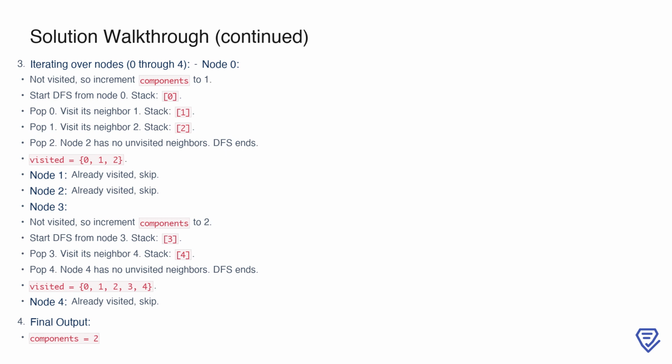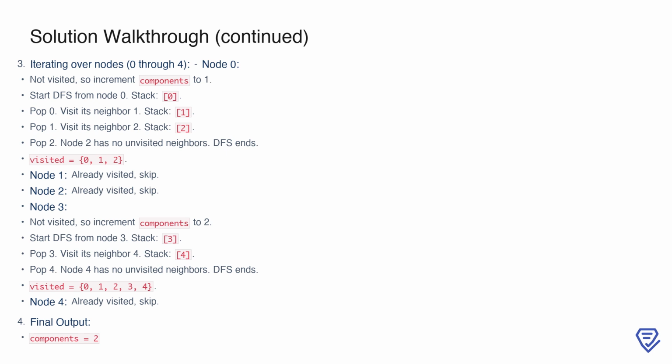We pop node 0 from the stack, marking it as visited, and add its neighbor, node 1, to the stack. Then, we pop node 1, mark it as visited, and add its neighbor, node 2, to the stack. Finally, we pop node 2, which has no unvisited neighbors, so the DFS ends. At this point, the visited set is {0, 1, 2}. Moving on, nodes 1 and 2 are already visited, so we skip them.